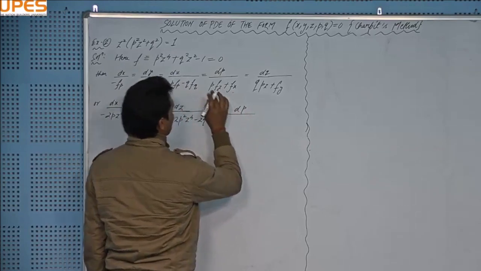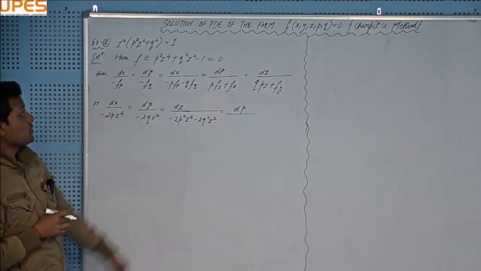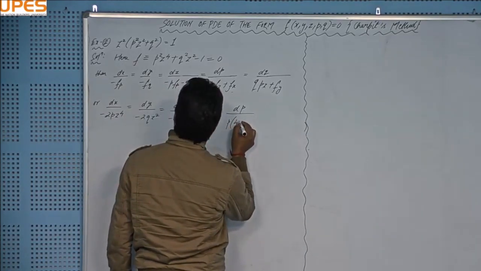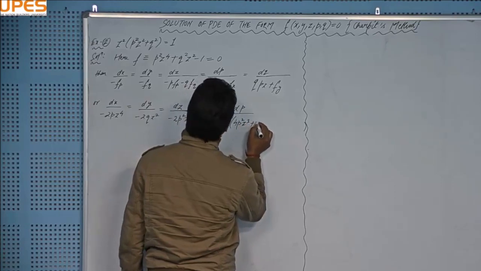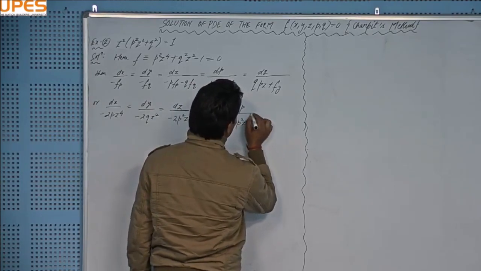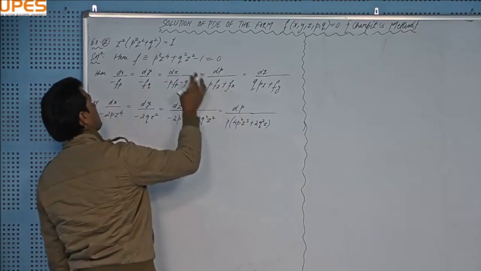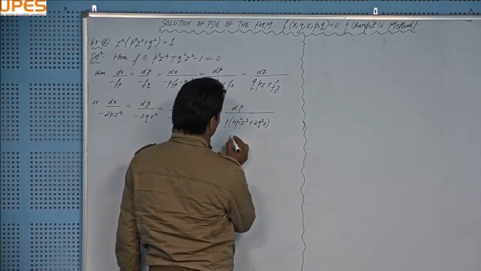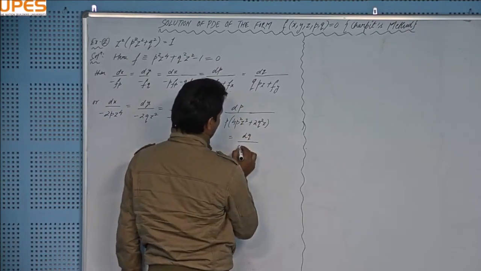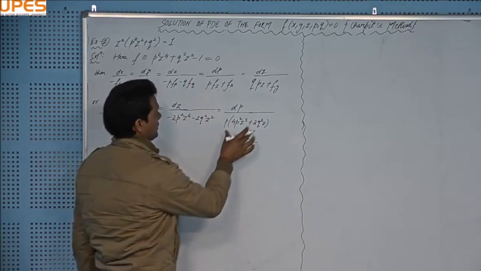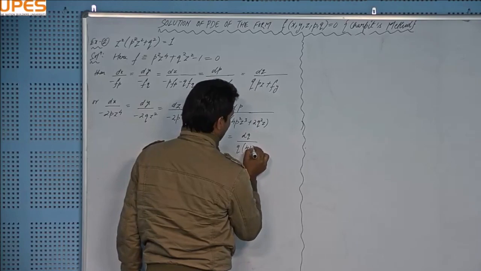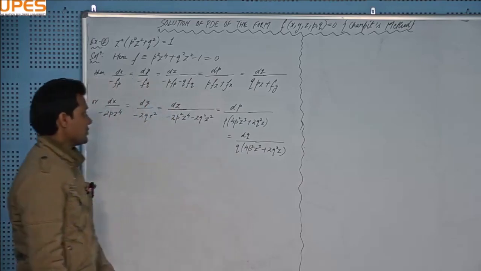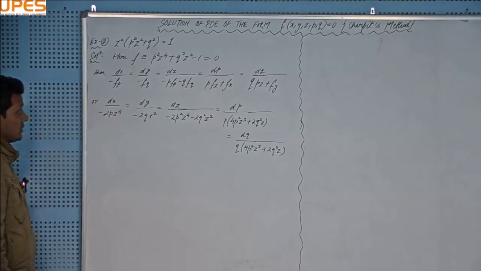dp upon p times fz. fz will be 4p square z cube plus 2q square z, and then fx, differentiating this with respect to x, that will be 0 because there is no x. Similarly, dq over q times fz, and fz is the same value, 4p square z cube plus twice q square z. So these are my five ratios.